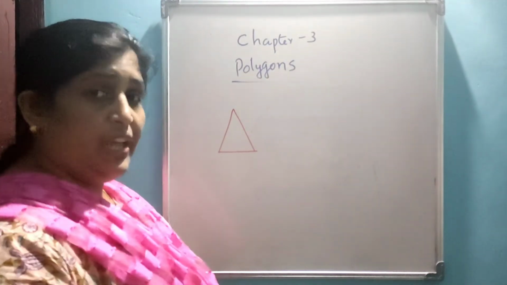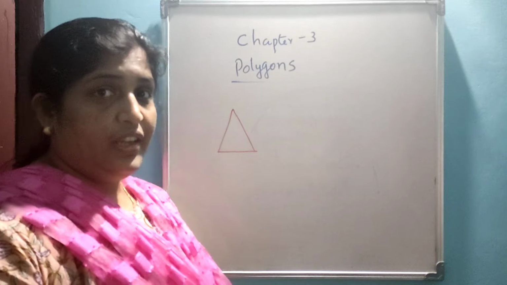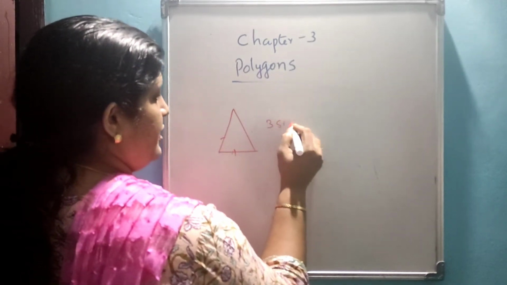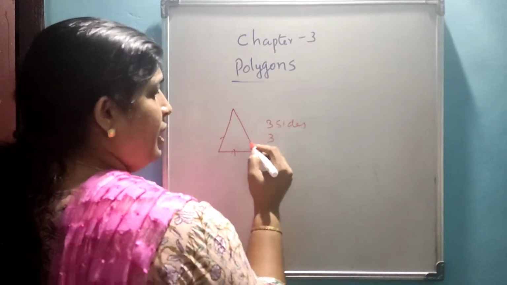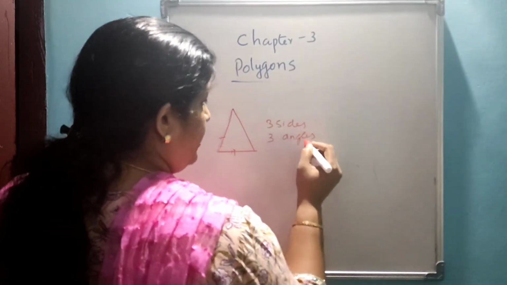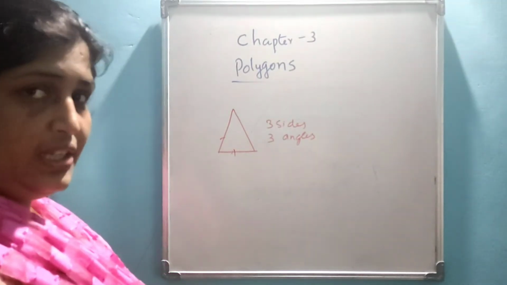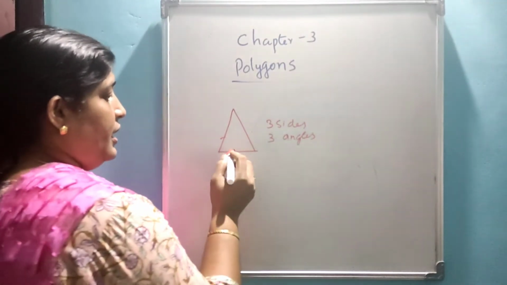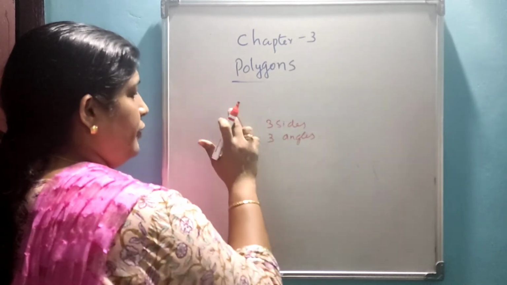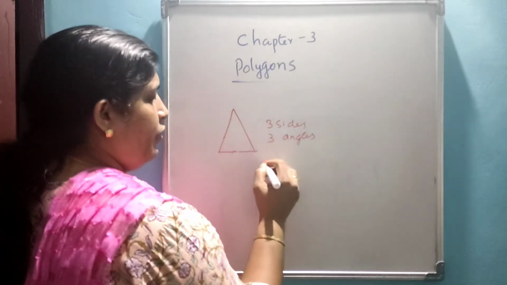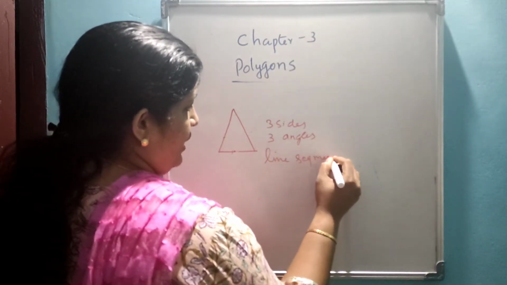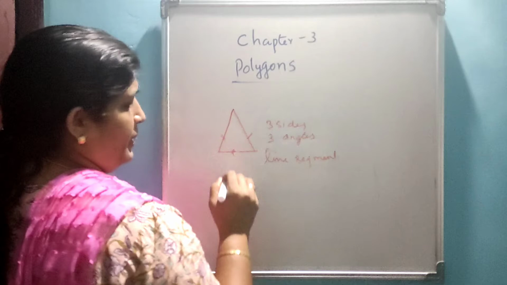Then what are the specialities of a triangle? A triangle has 3 sides, and the same number of angles, 3 angles. 3 sides, 3 angles. And the triangle is made up of only line segments, right? All these are line segments.